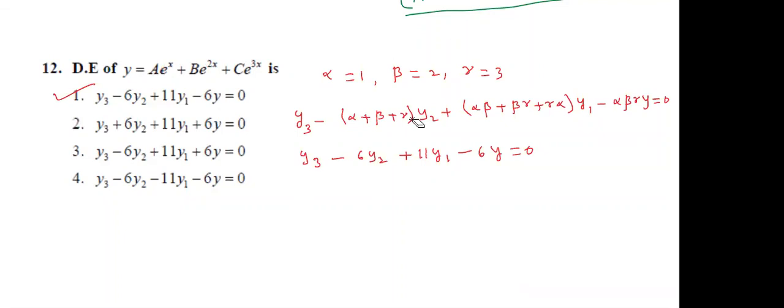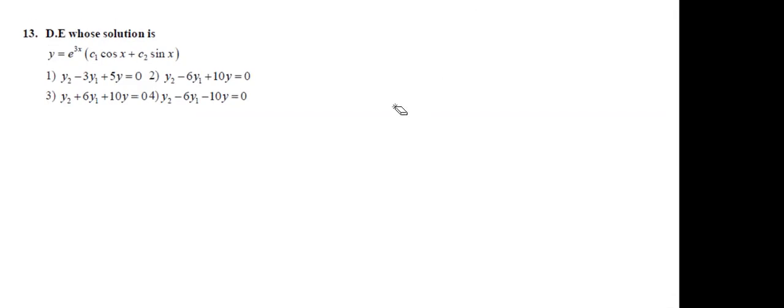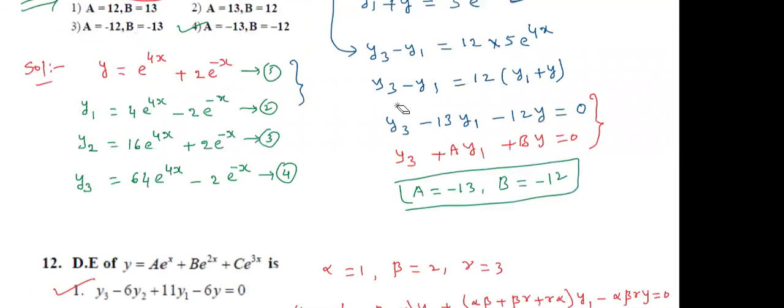Okay, I am going to the next question, students. See the next question. Differential equation whose solution is y = e^(3x)(c1 cos x + c2 sin x). So how to do this problem? How to do this problem? Once go back and see the formula, the shortcut they have given.